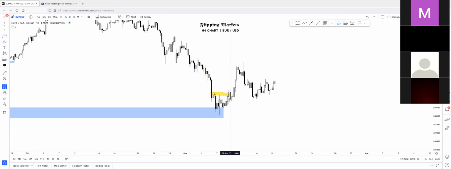Actually, price has changed character on the 4-hour charts in several places after the mitigation of this daily demand zone. As you can see, here's the first change of character, here's the second change of character, and here's some liquidity building up at this region.